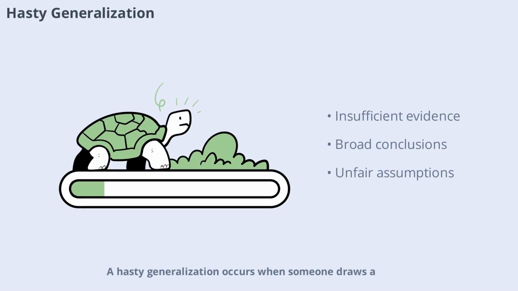Hasty generalization occurs when someone draws a broad conclusion based on limited or insufficient evidence. For example, "I met two rude people from that city, so everyone there must be rude." This fallacy jumps to conclusions without enough data. It's important to gather more information and consider exceptions before making sweeping statements. Avoiding hasty generalizations helps us form more accurate and fair opinions.